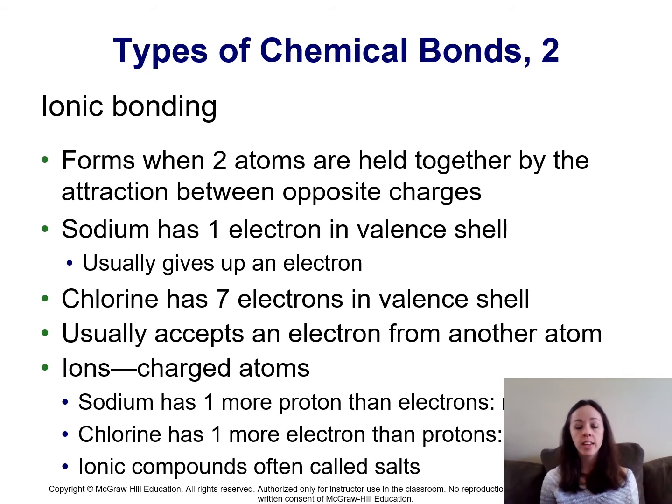that one electron, it's now going to have a positive charge. When chlorine takes that one electron from sodium, it is now going to have a negative charge. So those opposite charges are going to attract sodium and chlorine together, forming that ionic bond. Ionic compounds often are called salts. So sodium chloride, common table salt. Another example of salt is potassium chloride, which can be an alternative for people to use to season their food if for some reason they can't have sodium chloride.